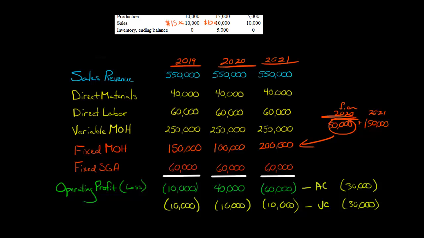So it's really a question of timing. That's the difference between absorption costing and variable costing. And with absorption costing, a manager, just by making the decision to produce more units than they sell in any given period, can defer some of the fixed manufacturing overhead to a future period and then make the current period appear to be more profitable.